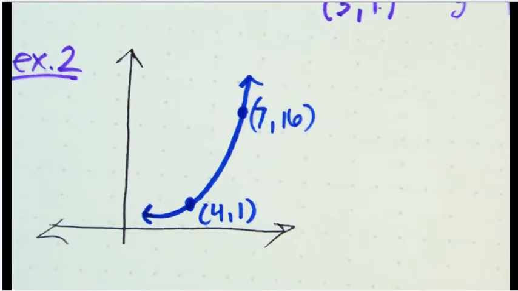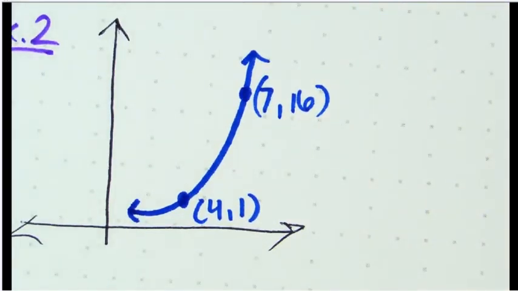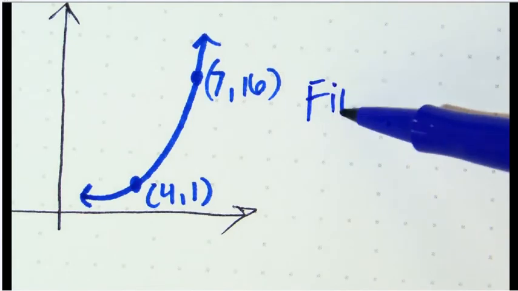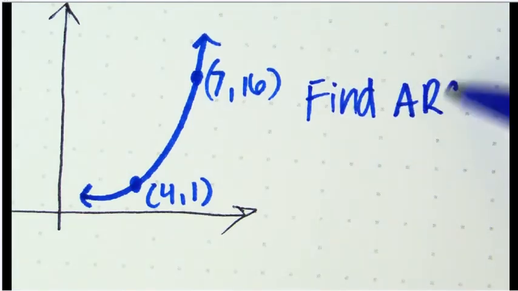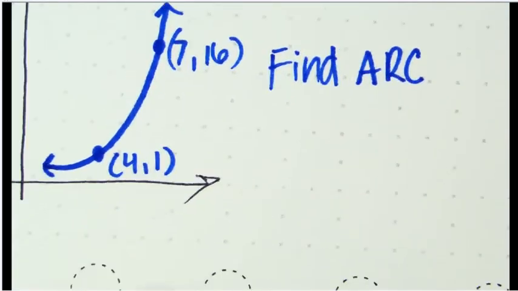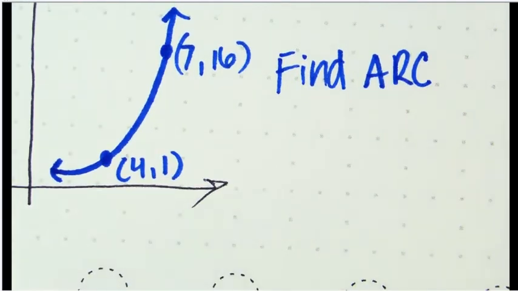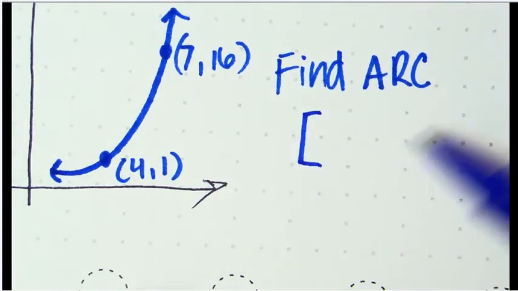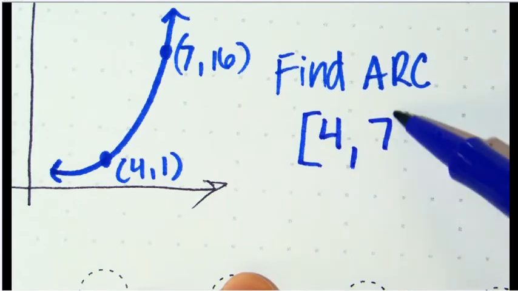And again, not drawn to scale. And we're going to find the average rate of change. And we could just say ARC, average rate of change, just to save you some pencil. And I'm going to say 4, 7.